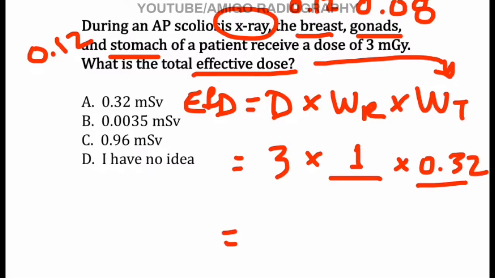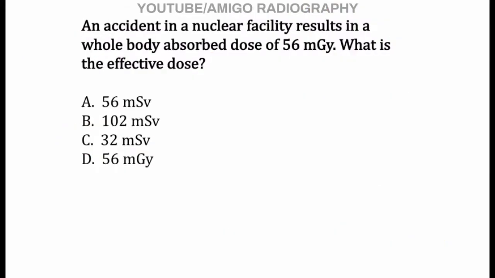We do the math, 3 times 1 times 0.32 gives us a total effective dose of 0.96 millisieverts, and so the answer is C. Here's the last question. This one's just a little bit trickier. An accident in a nuclear facility results in a whole body absorbed dose of 56 milligray.